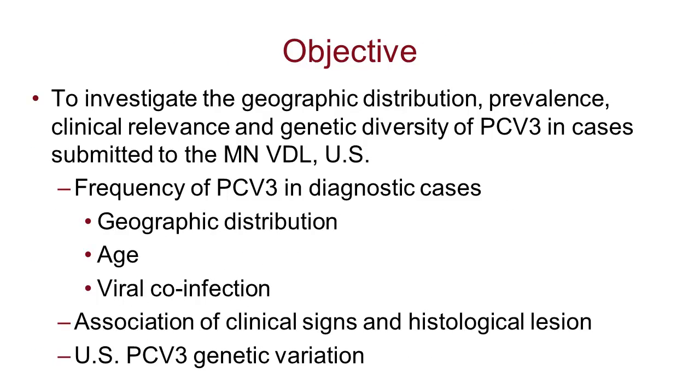So now to bring in our study, we want to understand the geographic distribution, prevalence, clinical relevance, and the genetic diversity of PCV3 in our diagnostic lab. Specifically, we want to understand the frequency of PCV3 by geographic distribution, age, and viral co-infection, particularly PCV2 and PRRS. And we want to dig further to collect clinical signs and lesions to understand whether there is any association between those clinical signs and lesions with exposure to PCV3 virus. We also sequenced a few samples to get full genome sequences to understand the genetic variation of PCV3 genomes in the United States.